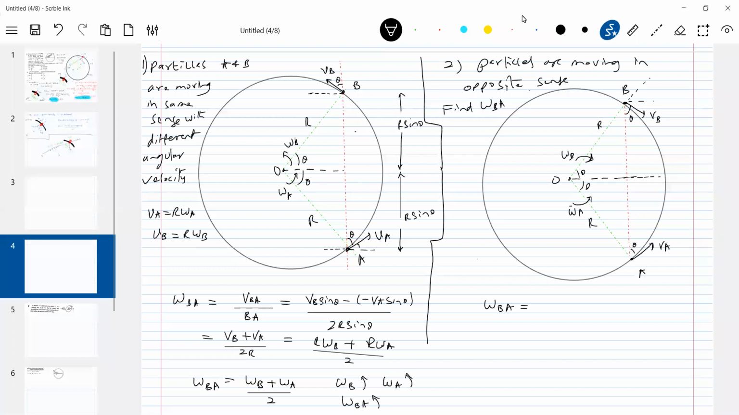And now this will be VBA by the distance BA. So VB sine theta, not like minus of minus. It will be just two R sine theta. So this will be VB minus VA by 2R. What is VB equal to? R omega B.